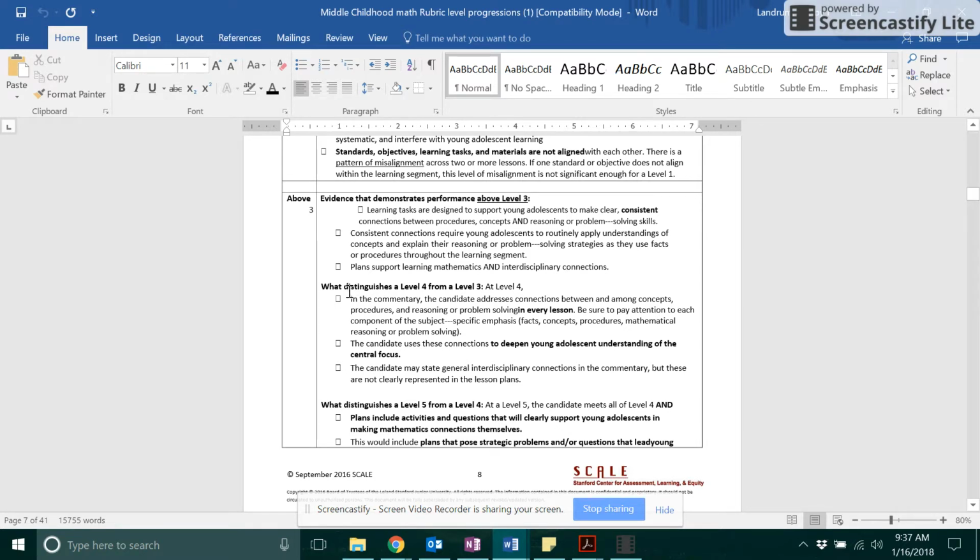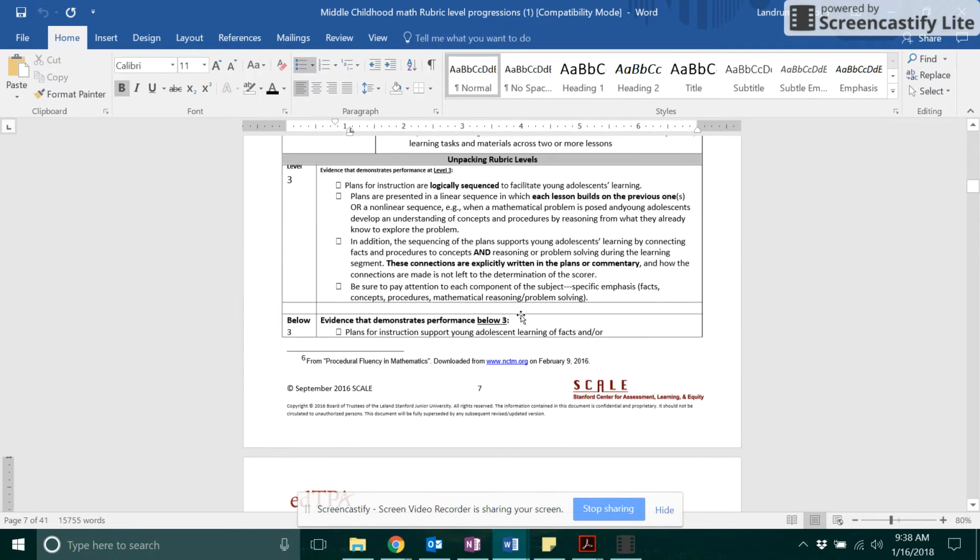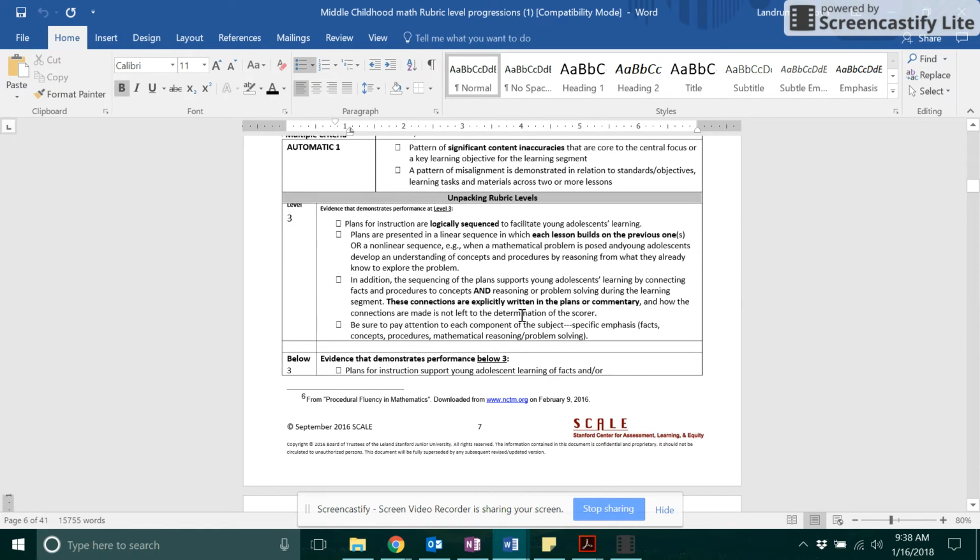We're right here. This is where I would go in and say, I want to make sure that I know this because I'm aiming for a level 4. You don't have to. But this says, in the commentary, the candidate addresses connections between and among concepts, procedures, and reasoning or problem solving in every lesson, right? How is that different? At level 3 here, it just says, the sequencing of the plan supports learning by connecting these things, and it's explicitly written out.